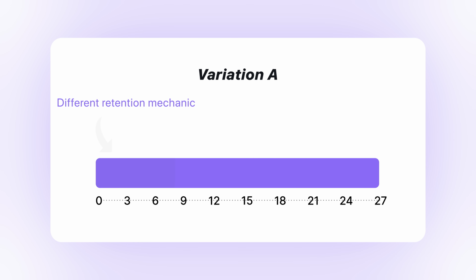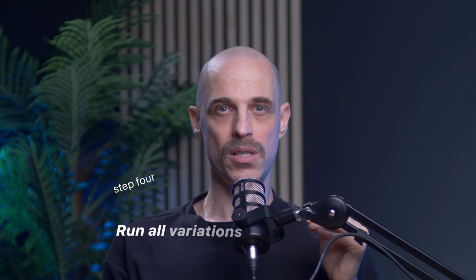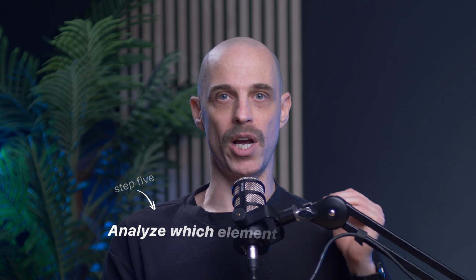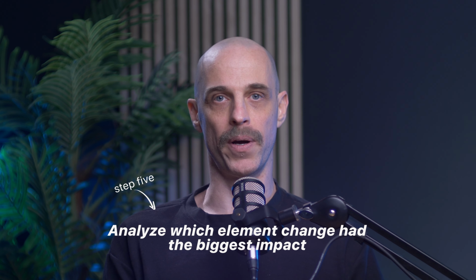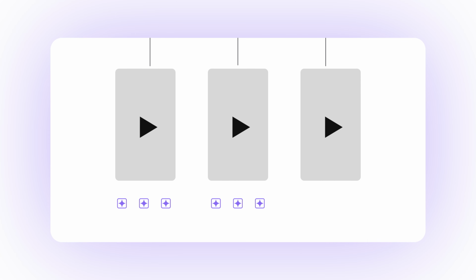Variation A, different retention mechanic in the opening. Variation B, different believability factor in the middle. Variation C, different conversion trigger in the end. Step 4. Run variations simultaneously with equal budget. Step 5. Analyze which element change had the biggest impact. Step 6. Take the winner and create 3 more variations. Test different aspects of the winning elements. This systematic approach is how you go from random success to predictable performance.